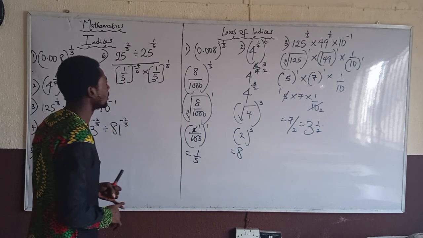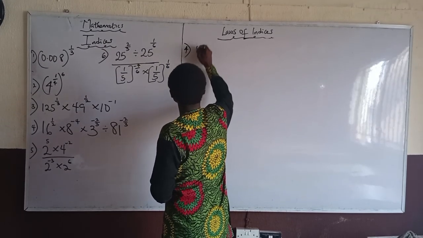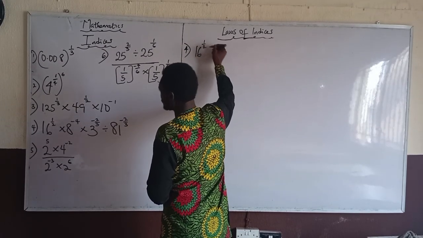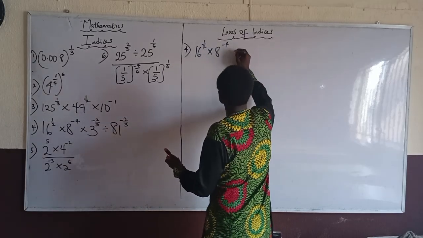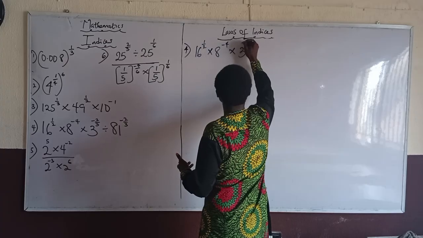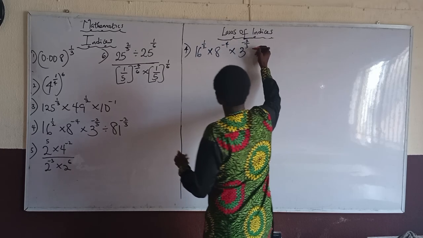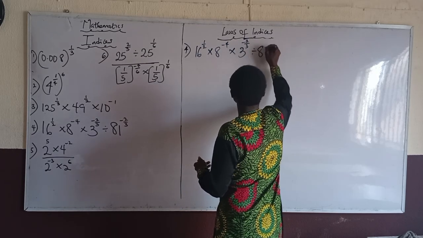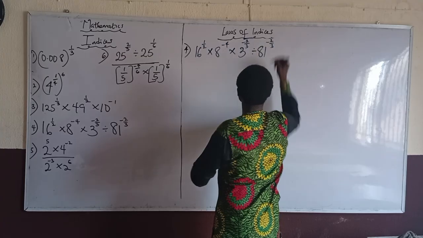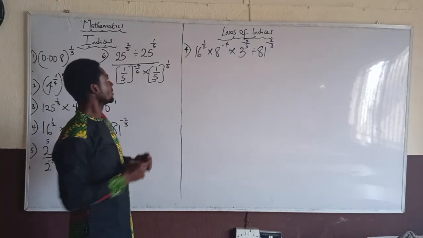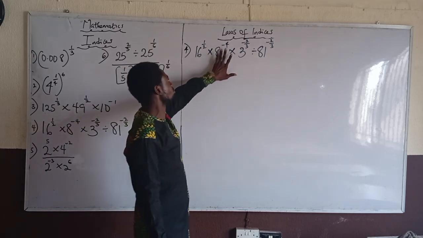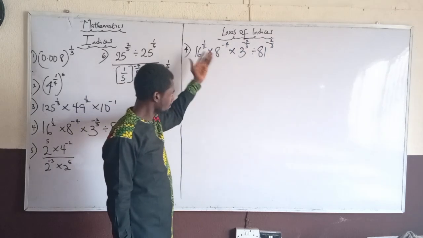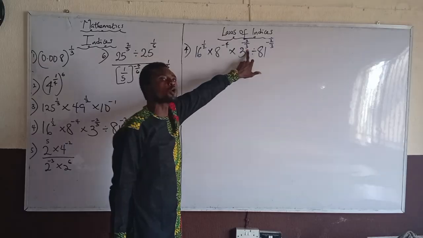It remains number 4, number 5, and number 6. I have 16 raised to power 1 over 2 multiplied by 8 raised to power minus 4 multiplied by 3 raised to power minus 2 over 3 divided by 81 raised to power minus 2 over 3. Now in this case, I know I have square root of 16. And I'm coming here to do what? Reciprocal of 8. Then here, there is no cube root of 3.